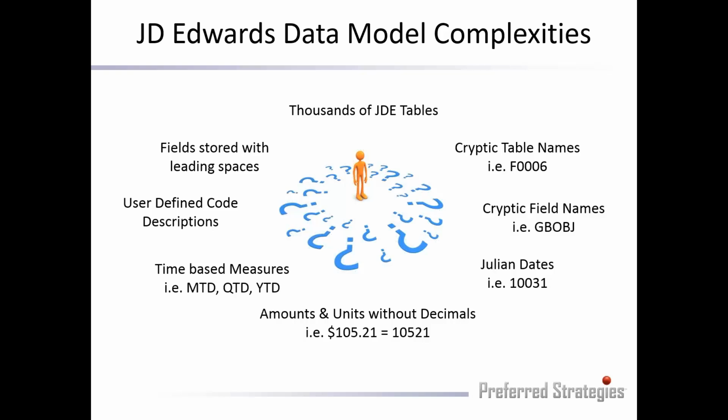I'm not sure, but regardless, JD Edwards reporting and BI can be a struggle. There are thousands of JDE tables, cryptic table names: F0006 for the business unit master, GBOBJ for the object account. Dates are stored in a Julian format, so converting those to Gregorian has to be done. Amounts and units are stored without decimals.